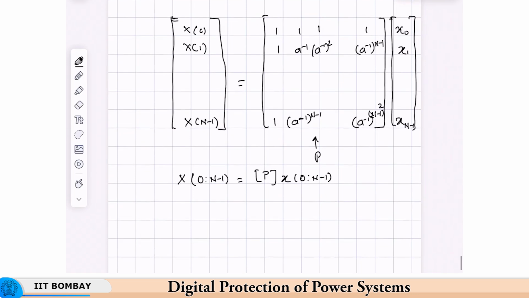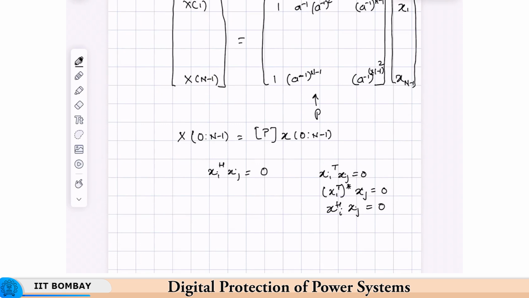So, if you notice here, the inverse is pretty straightforward to find, because the rows and columns of this matrix, the matrix P, are orthogonal to each other. What does that mean? If I take any xi and xj, the inner product is 0. If it was a real matrix, of course, we would have got xi transpose xj equal to 0, but since these are complex numbers, we have to take a conjugate also. So, xi transpose conjugate xj is equal to 0, which is nothing but xi Hermitian xj is equal to 0.